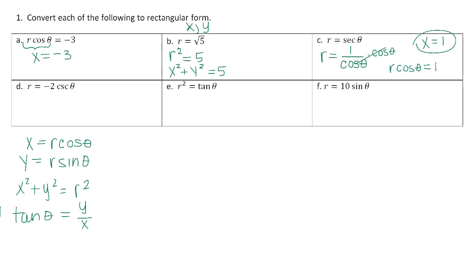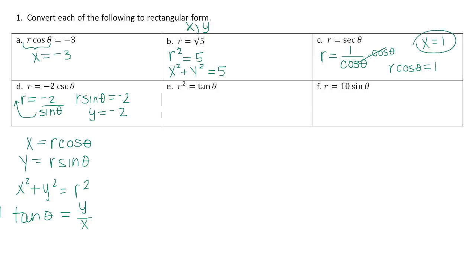All right, moving on to the next one. Part D would be worked the same way, except the reciprocal of cosecant would be sine, so we would have r equals -2 over sine theta. And again, we can multiply both sides by sine, so we would have r sine theta equals -2, and so that tells me y equals -2.